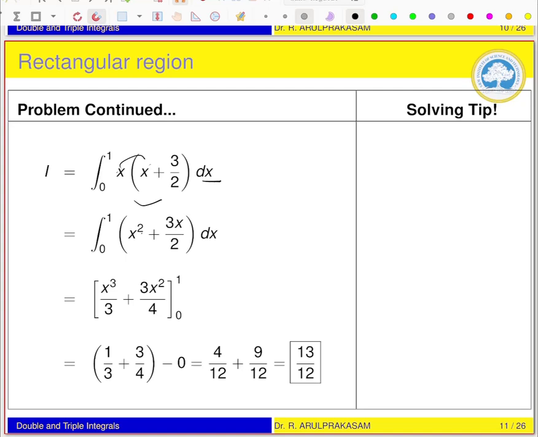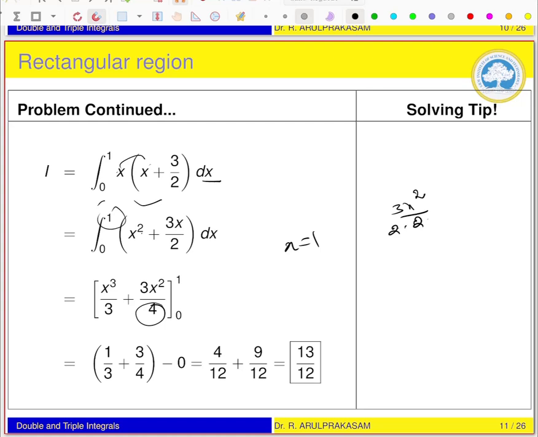If I am integrating with respect to x, the integral of x cube is x to the fourth by 4 plus 3 by 2 constant times the integral of x dx, which is x square by 2. Already I have 2, so 2 into 2 is 4, that is how I am getting 4 in the denominator. So 3x square by 4, the 3 is there. Now I can substitute the upper limit value first. My upper limit is x equal to 1, so whenever we have x, I substitute x equal to 1.